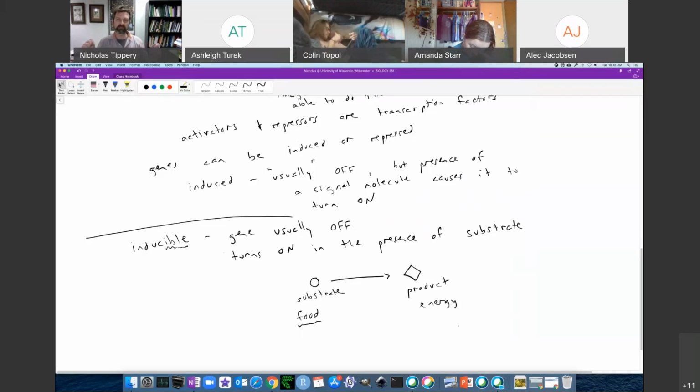So the cell responds to the presence of the food by making the enzyme that can break it down. And the end result of that is the cell gets energy from it, right?